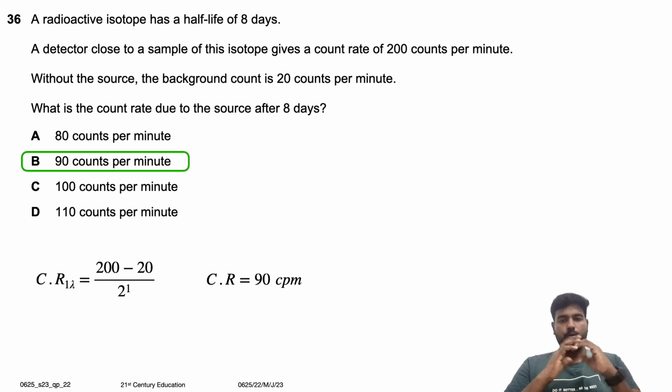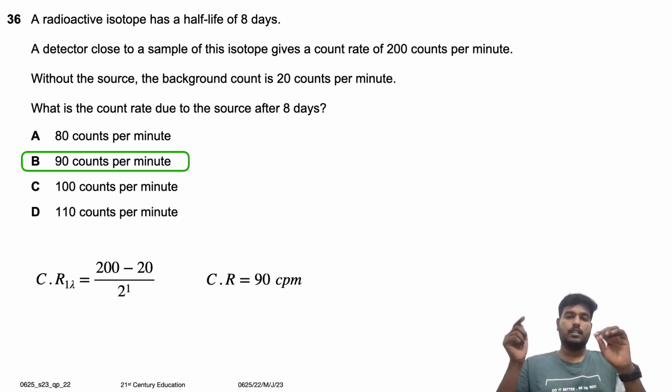So how do we find the count rate? We have to take the actual reading minus the background reading, divided by 2 to the power of the number of half-lives that have passed. That's the formula.